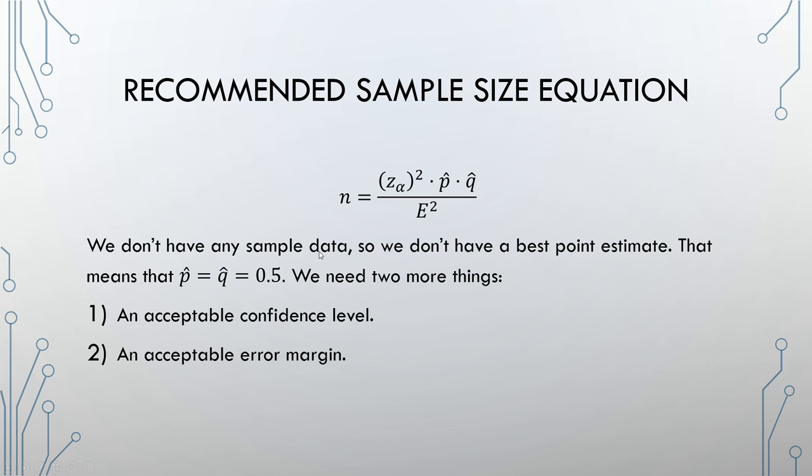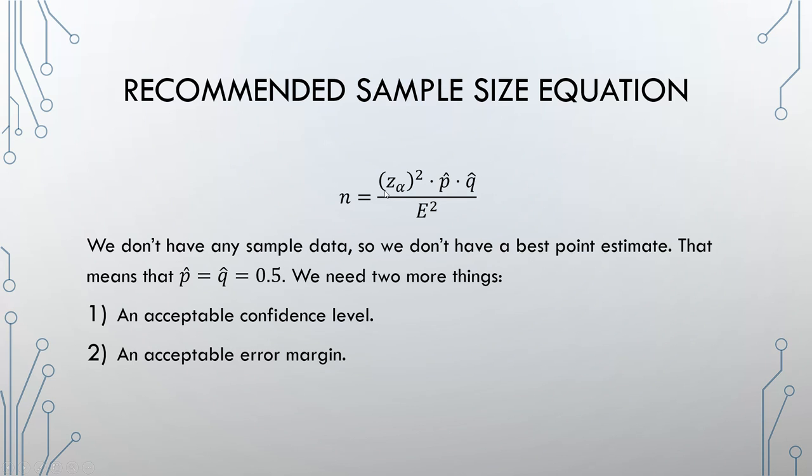So we don't have that yet, right? I want to know how many people to poll. So I haven't done it yet. So I don't have sample data. So I'm going to use, in place of my best point estimate that I don't have, p hat and q hat to be 0.5. So that takes care of the p hat, takes care of the q hat.